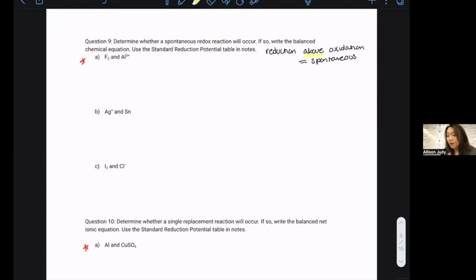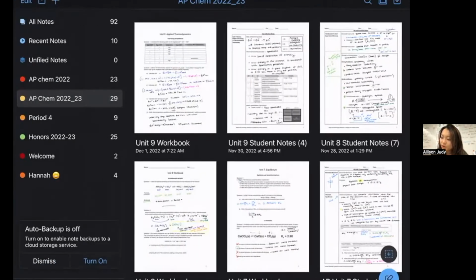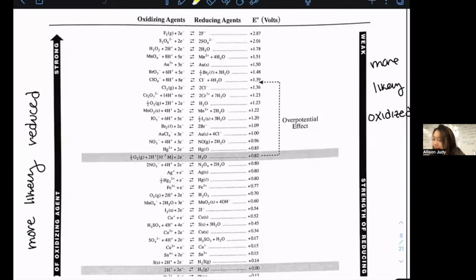So that being said, when we look at the table, what we're trying to see is, will a spontaneous redox occur between these 2 compounds? The first thing that we have to do is figure out which compound is more likely to be reduced and which compound is more likely to be oxidized. When you look at the table in your notes, we see that F2 is right at the top of the SRP table.